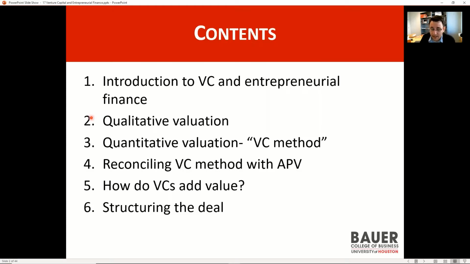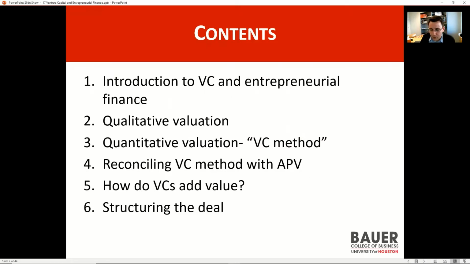We'll talk first about qualitative valuation. What are the qualitative things that VCs are looking for when they're making an investment? And then we'll move on to quantitative valuation. We'll discuss something called the VC method. And the VC method is going to look a little bit different than what we've seen in the past. With APV, for example, we've been very careful about forecasting all of our cash flows out, making sure we have the correct discount rates and discounting the cash flows by the appropriate rate. The VC method is going to look a little bit different. It's going to look a little bit more ad hoc. However, we'll see that we can reconcile the two. We can reconcile the new method we learned today with what we've done in the past.